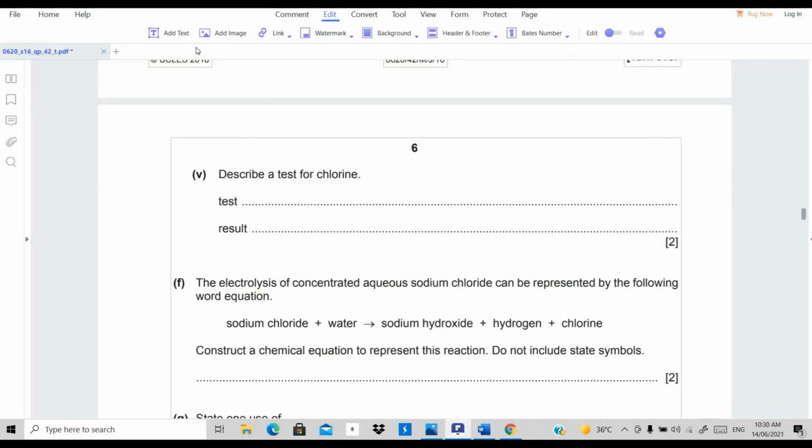So one minute, guys. Yeah, add here text. Perfect. Great.